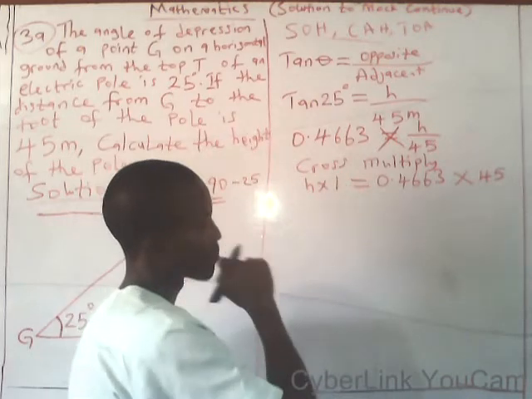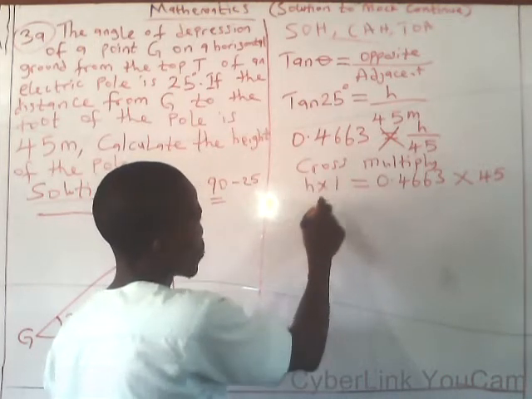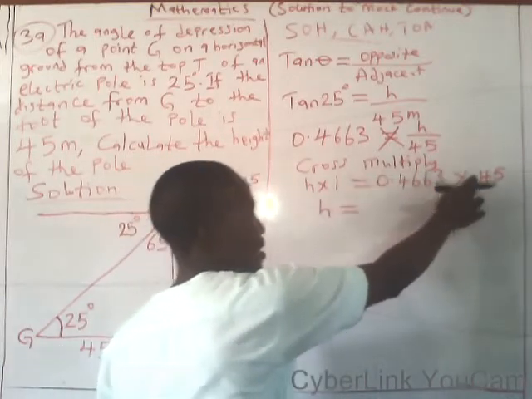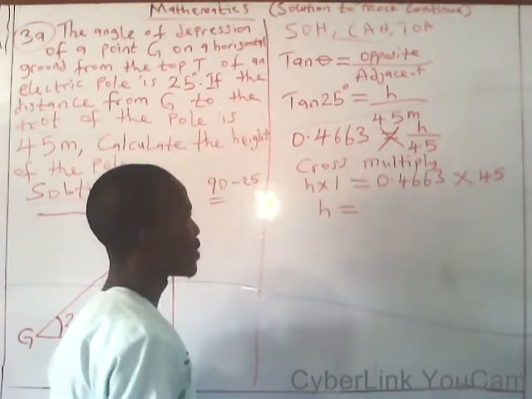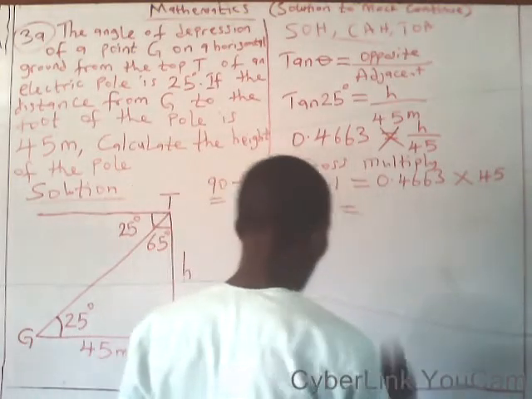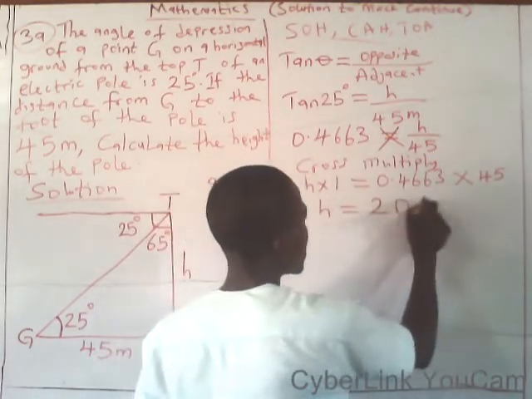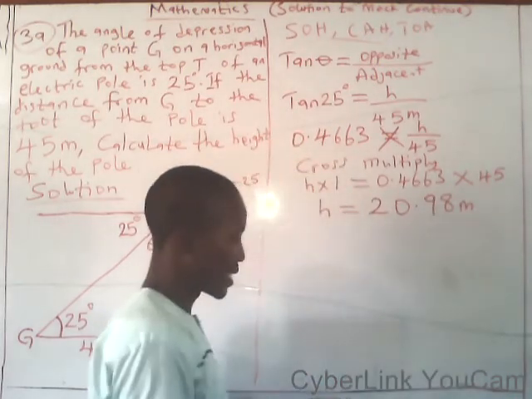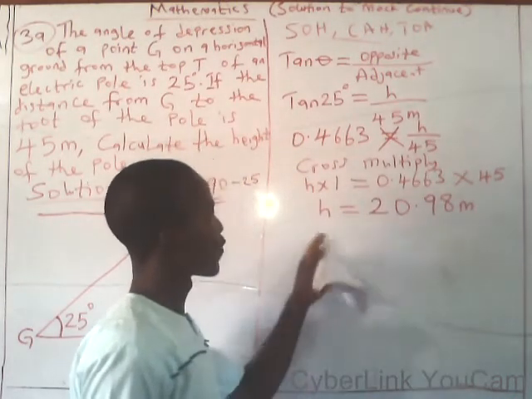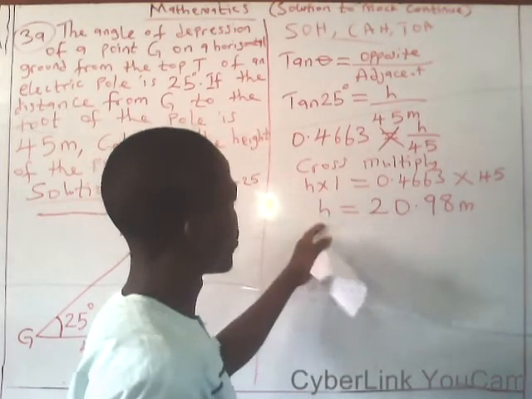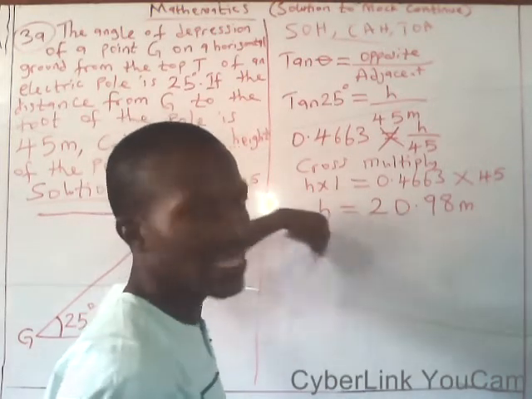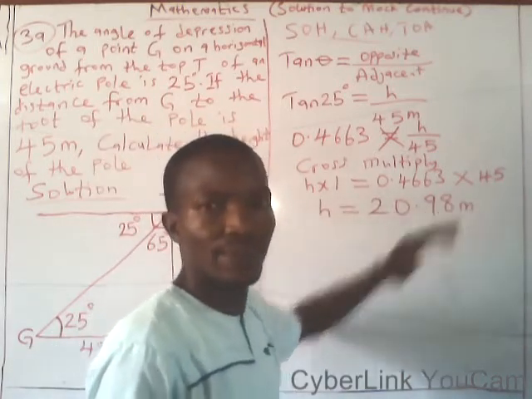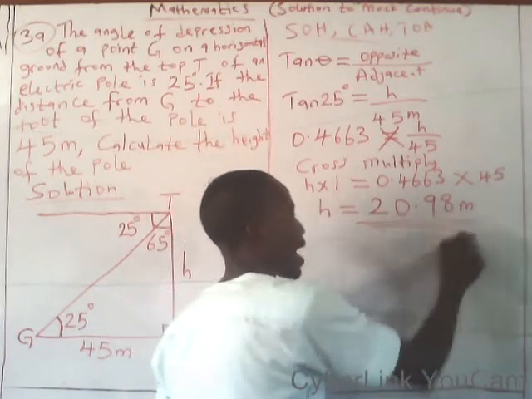Now in that case, h times 1 is what? h is equal to 0.4663 times 45. If you calculate it very well, you are going to arrive at 20.98 meters. That is for question number 3A. Therefore, the height that we are asked to determine is 20.98 meters. That is our height.